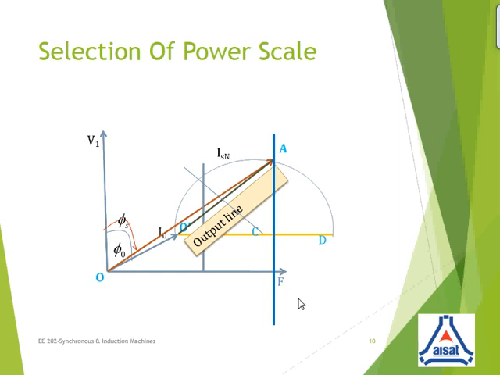Now we need to have a selection of power scale. For the selection of power scale, what we need to do is, you need to drop a perpendicular from the point A. Always this point A will pass through the circle. Okay, no doubt in that. From point A, you need to drop a perpendicular to touch this x-axis at the point F. Then you need to measure the value AF. So that AF value upon measurement, if you draw perfectly onto scale, it will come as 4 centimeters.